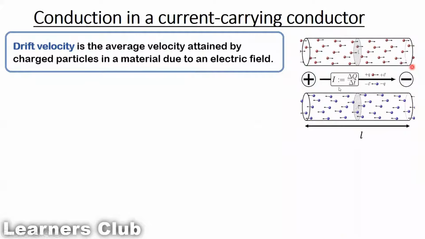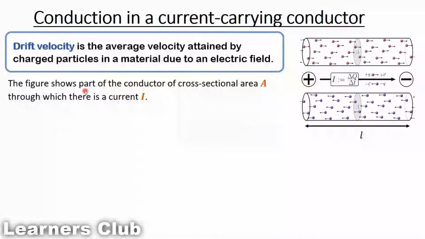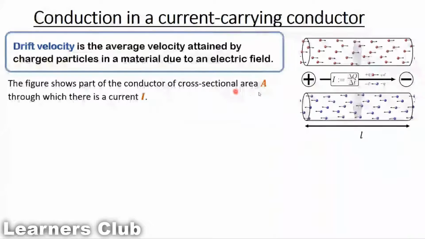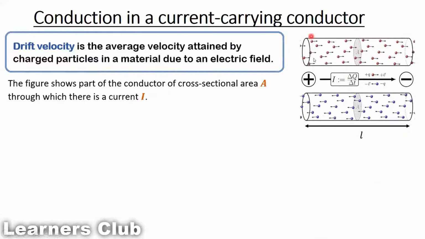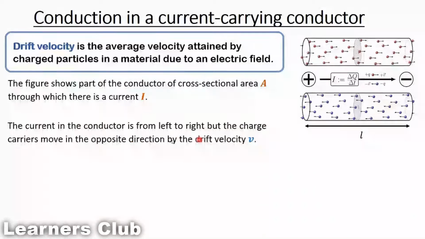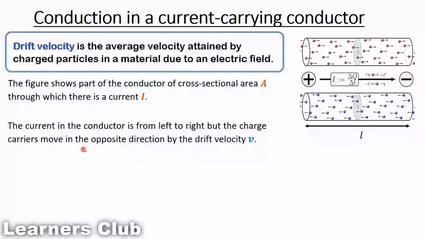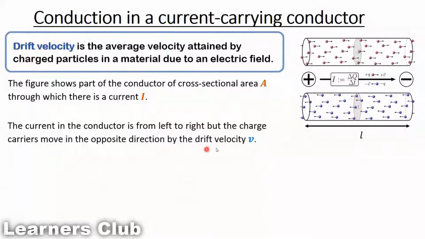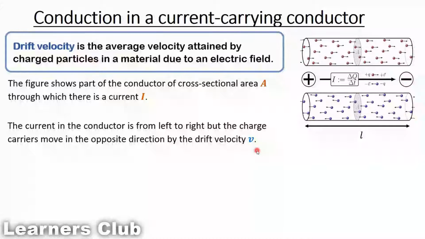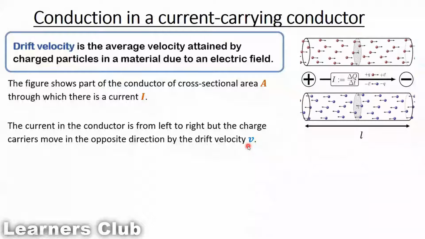This is a part of the conductor. The length of the part of the conductor I have considered is L. The figure shows part of the conductor of cross-sectional area A through which there is a current I. So the cross-section area of this conductor is A. Current I is passing through the conductor. The current in the conductor is from left to right, but the charge carrier moves in the opposite direction with the drift velocity v. I'm considering the average velocity of the charged particle as v, which is also known as drift velocity.